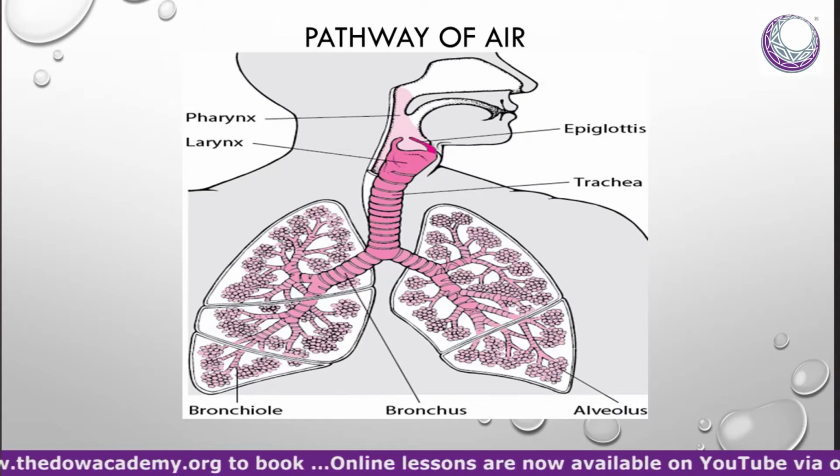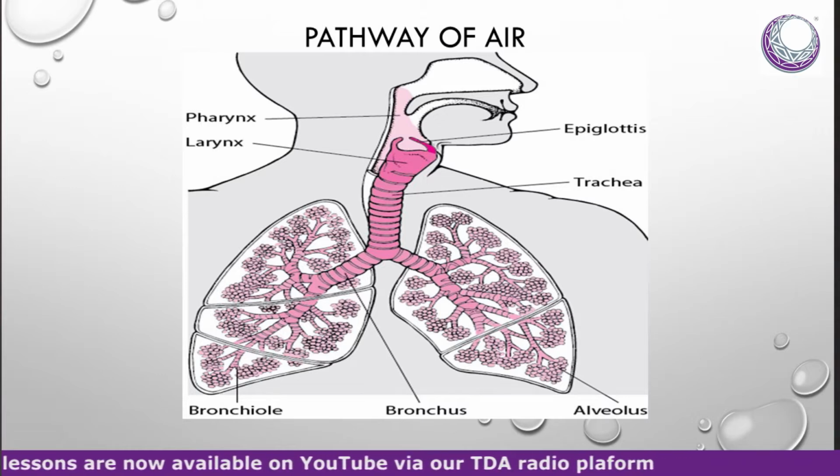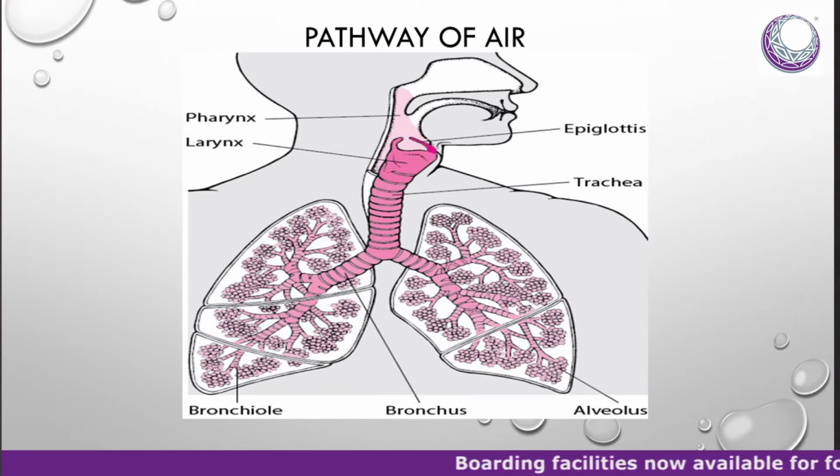Now, the diagram on the board here shows the respiratory tract. The respiratory system is divided into two: the upper respiratory tract and the lower respiratory tract. The upper respiratory tract will be the pharynx, larynx, epiglottis, and the trachea. Our lower respiratory tract will be inside the lungs. That is the bronchioles, the bronchus, and the alveolus. So, we are supposed to explain the pathway of air.